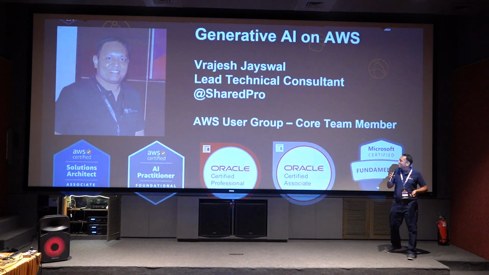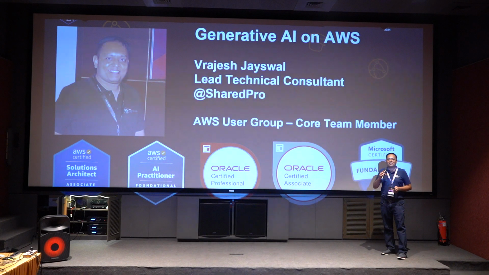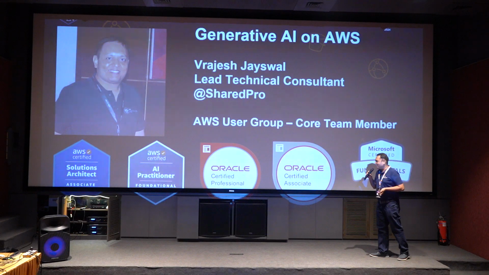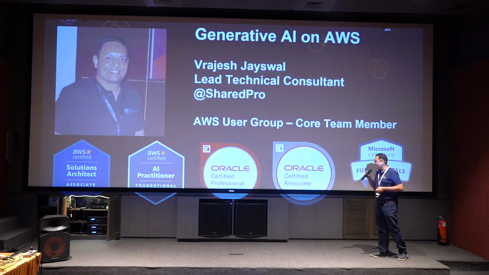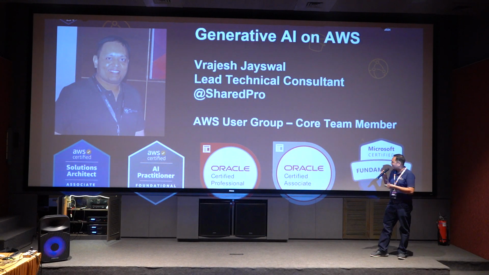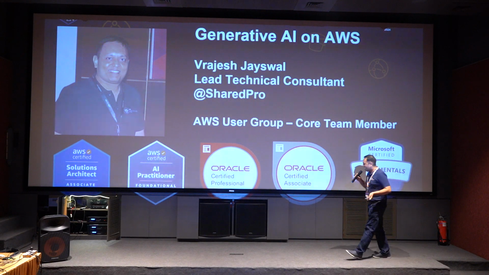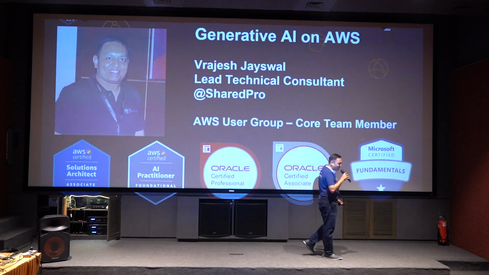So this is my introduction. Okay. So I'm Vrajesh Jayswal. I'm working as a lead technical consultant at Sharedpro company on BFSI domain projects, meaning banking projects. And I'm one of the core team members of the AWS group. Yeah, I'm an AWS certified solution architect and AI practitioner. Recently, I got AWS certified AI practitioner. Before I started my career with AWS, I was working as a Java programmer. So I got 2 certifications in Java: Oracle certified associate and professional Java programmer. And recently, I also got Azure certifications, AZ 900, Microsoft certified Azure fundamentals.